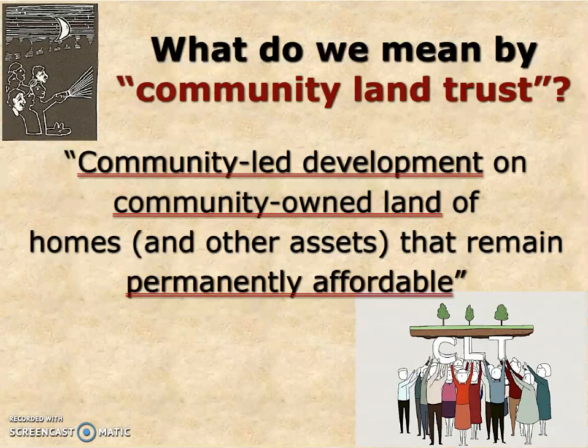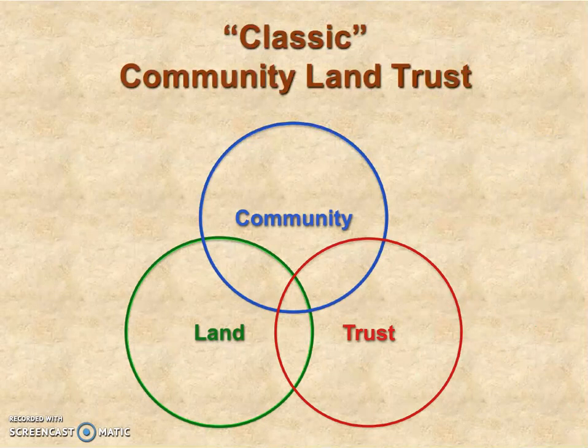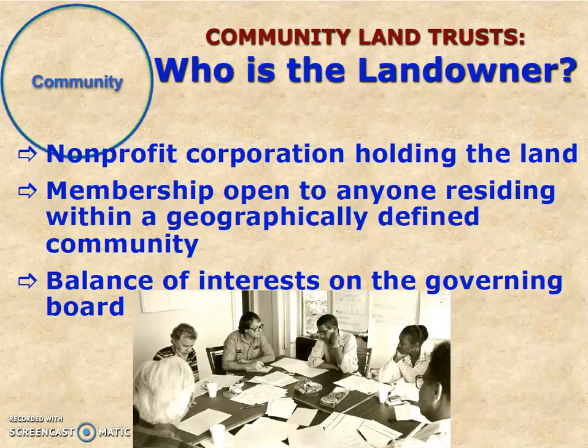This is the thumbnail description of a CLT, the elevator speech that is derived from the model's main components of community, land, and trust. Together they form the model that is sometimes called in the United States the classic community land trust. So let's briefly look at each component, starting with community, the C in CLT.